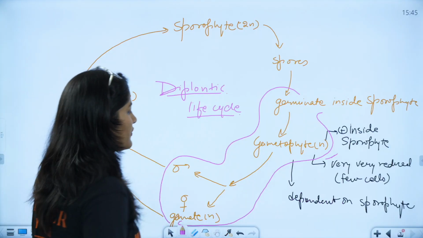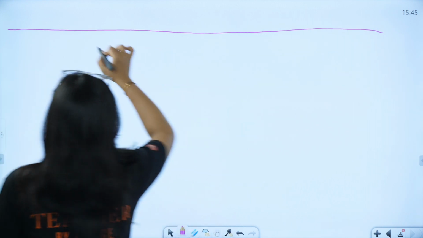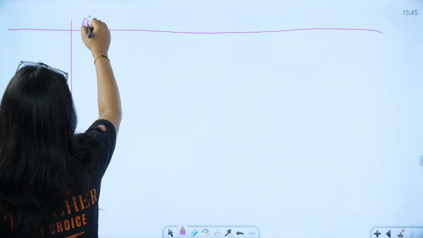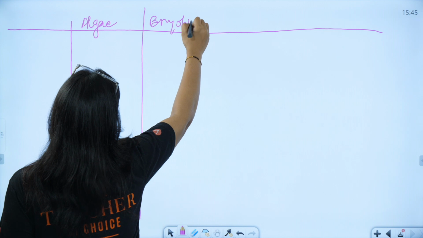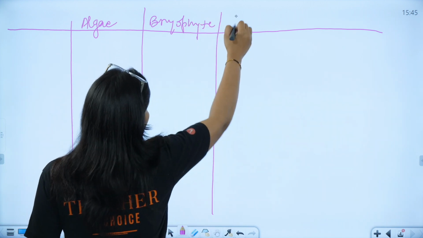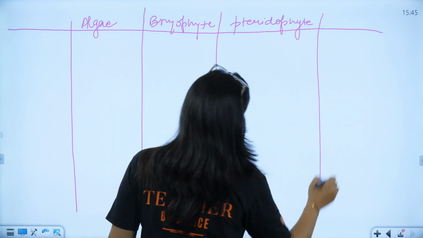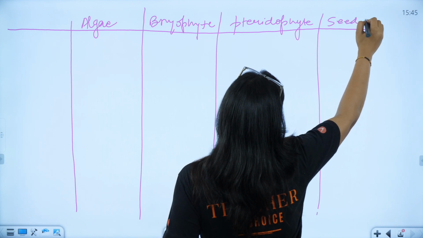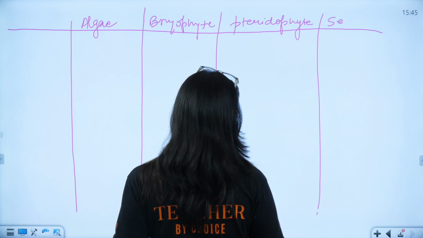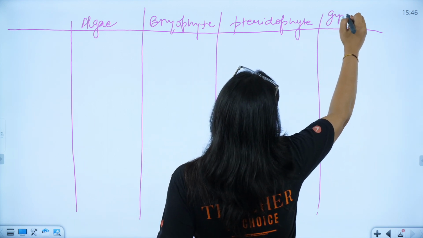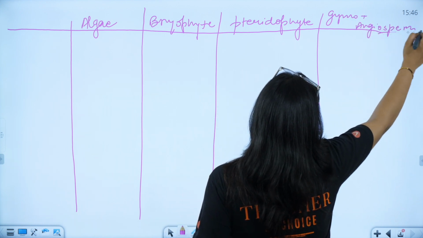So let me summarize it by writing it down. Let's create a kind of table. We have algae, bryophytes, pteridophytes, and then we have seed bearing plants. Seed bearing plants means your angiosperms and your gymnosperms. Let's write it as gymnosperms plus angiosperms.